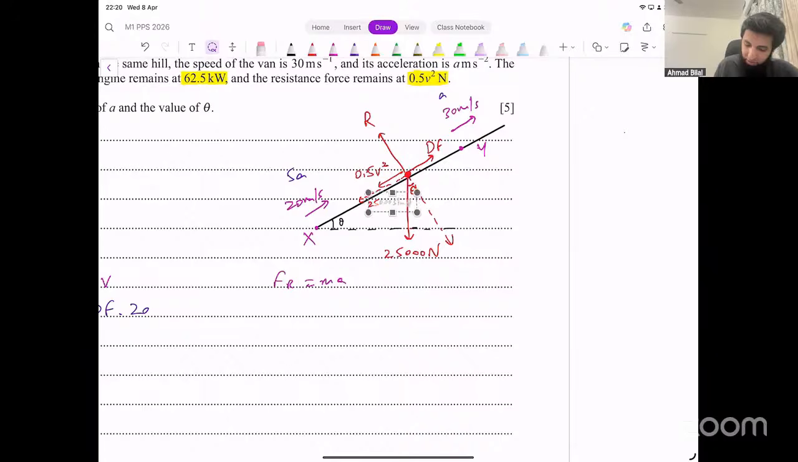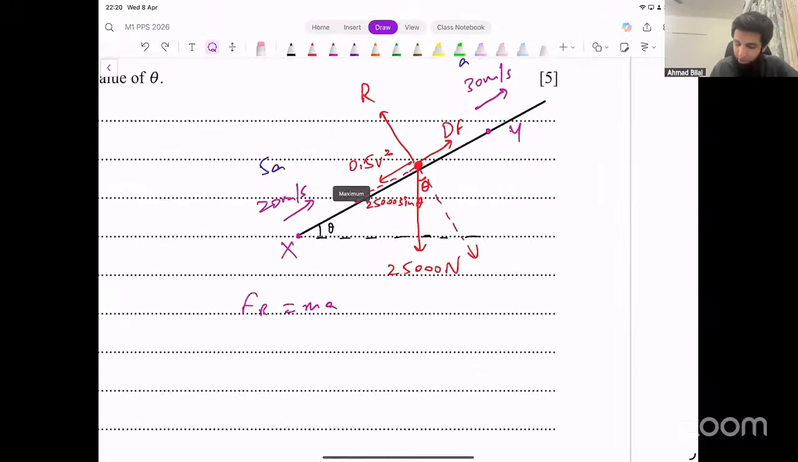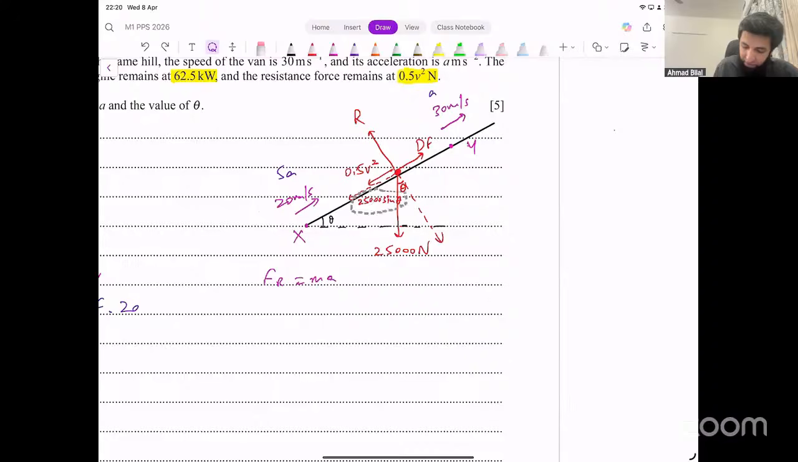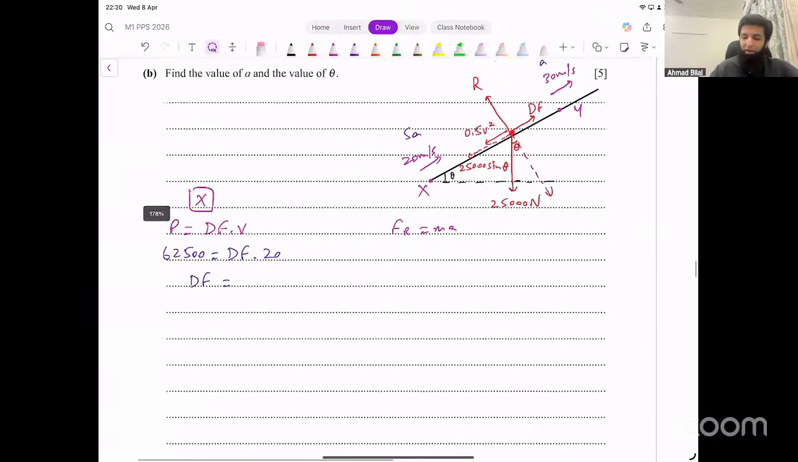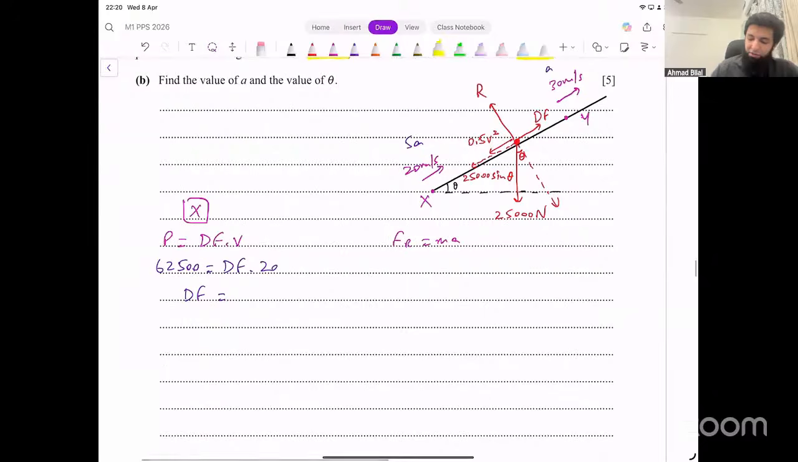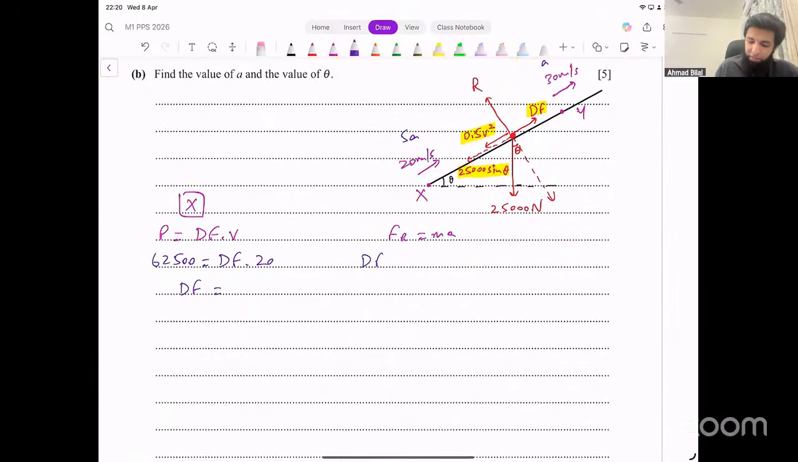So this component of weight acting in this direction is 25,000 sin theta. Now we just have to apply Newton's second law of motion along with that power equation, and that will give us the unknowns that we're looking for. Along the surface, the forces acting are the driving force, 0.5 v squared, and 25,000 sin theta. Apply Newton's second law. Forward force is the driving force. Backward forces are 0.5 v squared and 25,000 sin theta. That should equal mass, which is 2500, times acceleration.